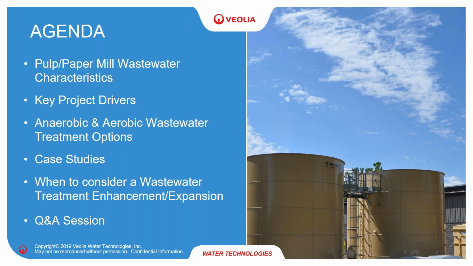I'm going to zoom in on the wastewater treatment technologies that we have and that we apply for pulp and paper mill wastewaters. We'll take you through some of the drivers for these projects. Obviously, we'll explain what these technologies are. We have a few case studies to present, and we'll also talk a little bit about when you can consider this type of treatment. And then we'll conclude with a Q&A session.